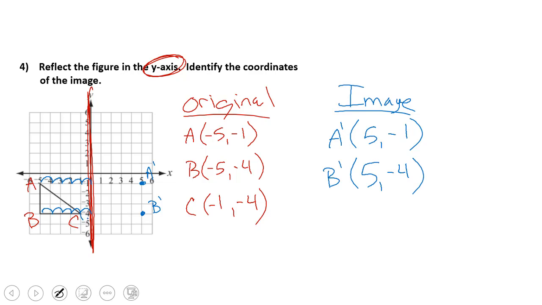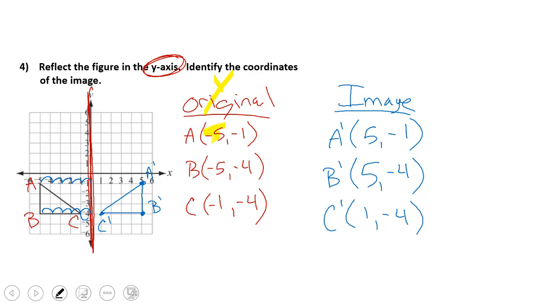And then I'm going to go to C. C is only 1, so I go 1, bam, right there. C prime, I'll draw my line. And then I come over here, and C prime is at 1, -4. And I'm going to look, and I'm going to say, ladies and gentlemen, are all the y coordinates the same and all the x coordinates opposite, because we're reflecting in the y?